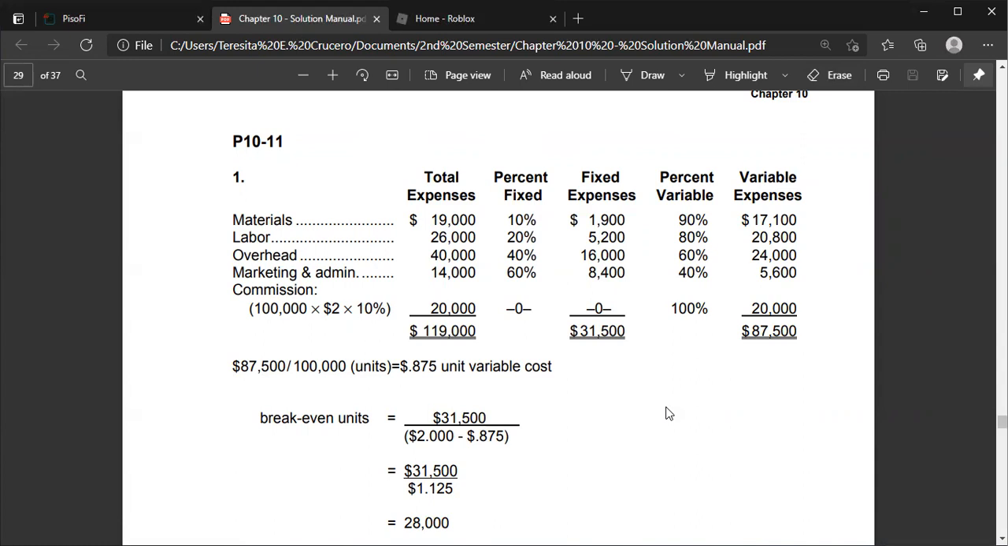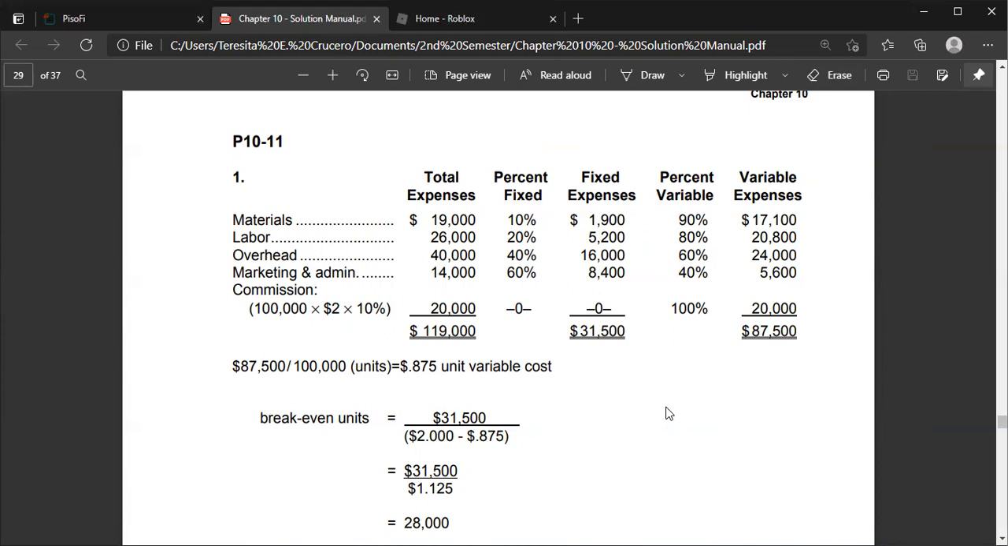So the percent fixed given, of course, commission is purely variable. Now we have the fixed expenses for materials 1,900, labor 5,200, overhead 16,000, and marketing and administration 8,400. The total fixed of 31,500. So the excess, you have the percent variable for materials 90, for labor 80, for overhead 60, and for marketing and administration 40.